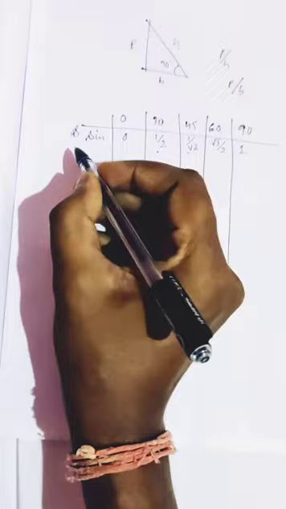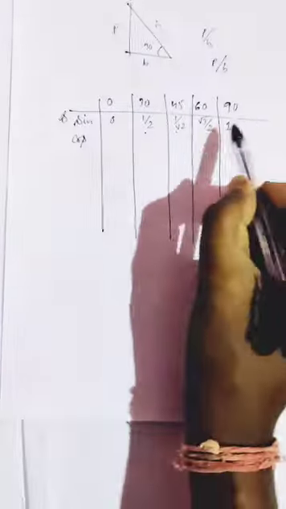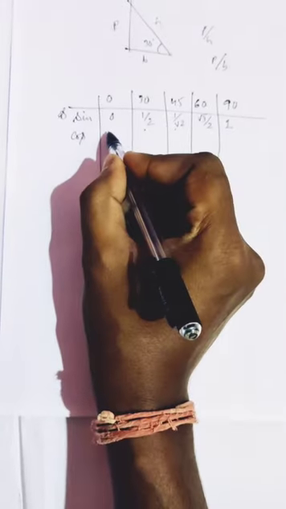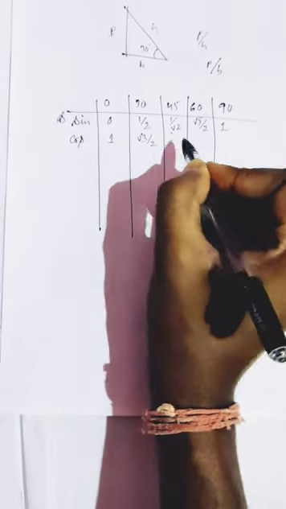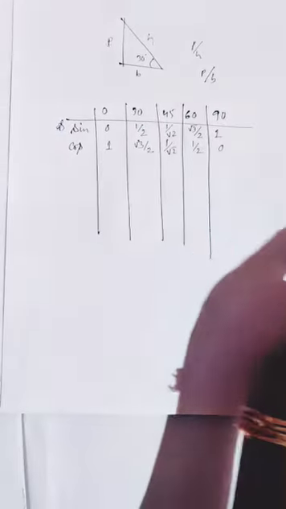Then you can construct the other trigonometric ratios in this way. So next you can write cos. When you write cos, you write the values of sine in reverse way: 1, root 3 by 2, 1 by root 2, half, and 0.